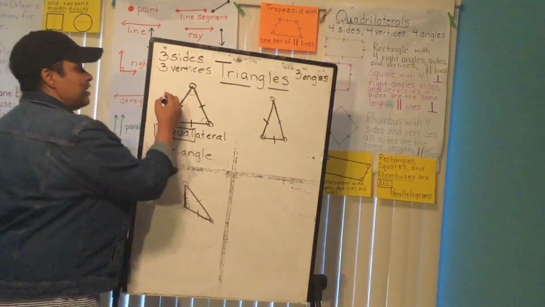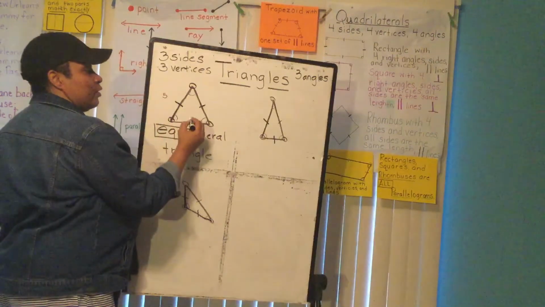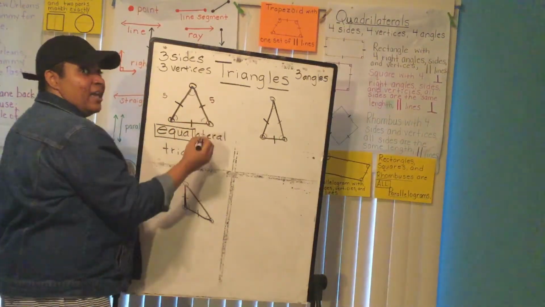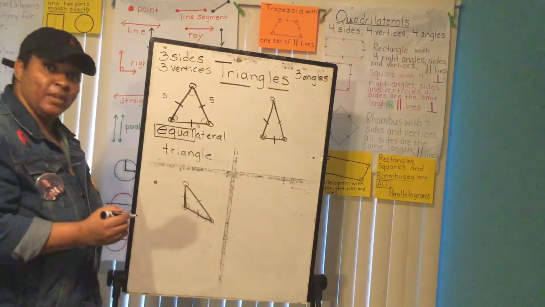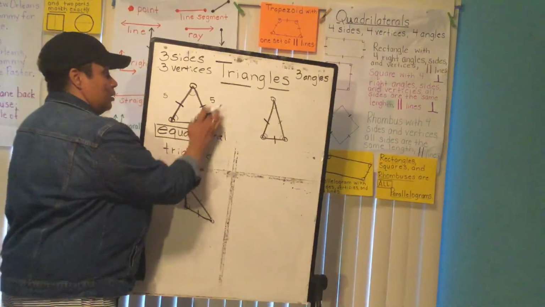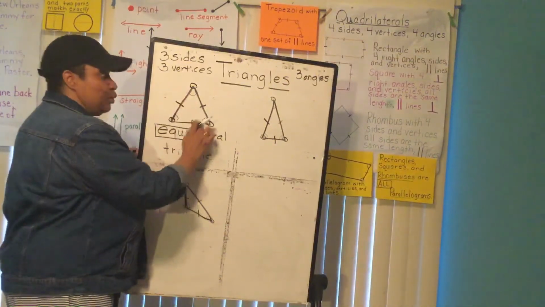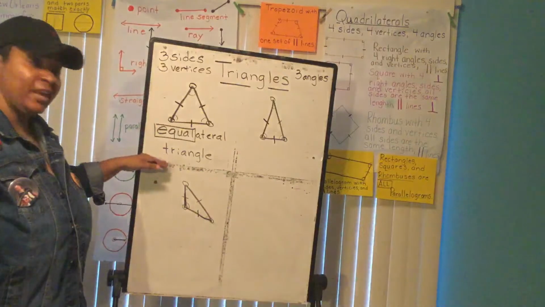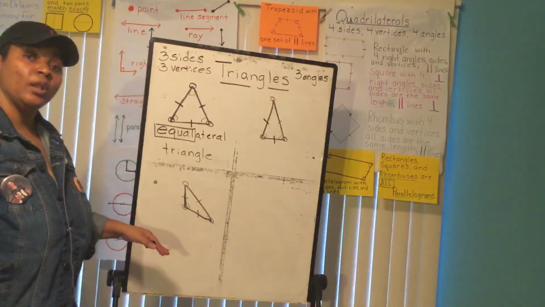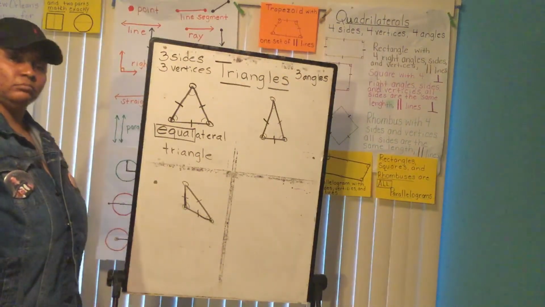So what I mean is, if this was 5 centimeters, then this would have to be what? 5 centimeters. And this side would have to be what? 5 centimeters. If this was 2, this would be 2, and this would be 2. Because all the sides are the same length. That's how we describe an equilateral triangle.